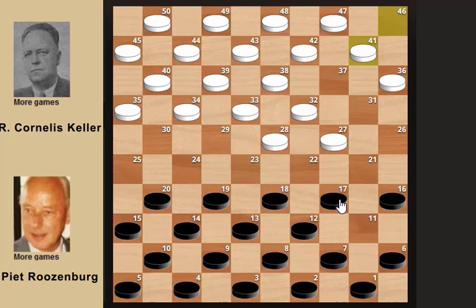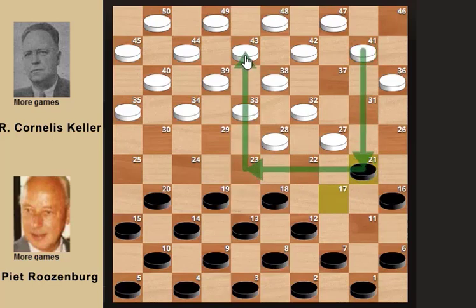Keller replied to the 17 move by playing 46-41. And then Roozenburg played 17-21. So if you draw the square, you see that we can take this position, the 21 position. So the position was taken by Roozenburg. So he had to move his piece from 17-21.